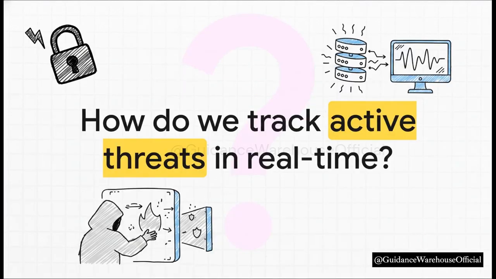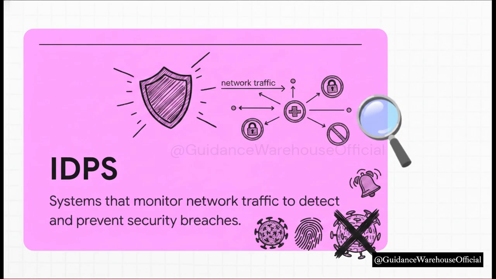Now you might be asking, okay, this sounds totally great in theory, but how do we actually track these threats in real time? How on earth do we know if a hacker is trying to break in right this second? The reason we can see them happening is through an IDPS, an intrusion detection and prevention system. Think of this as your active security guards and an automated lockdown system all rolled into one.